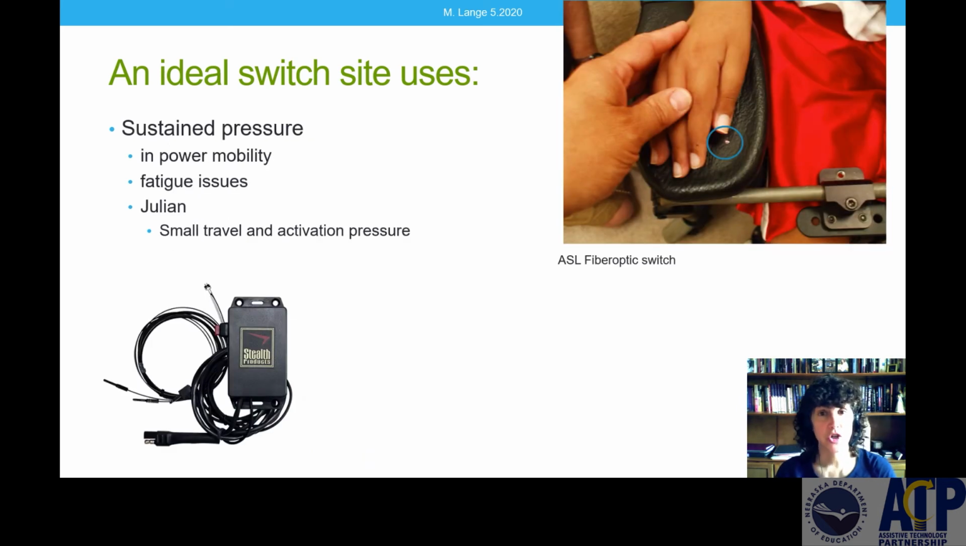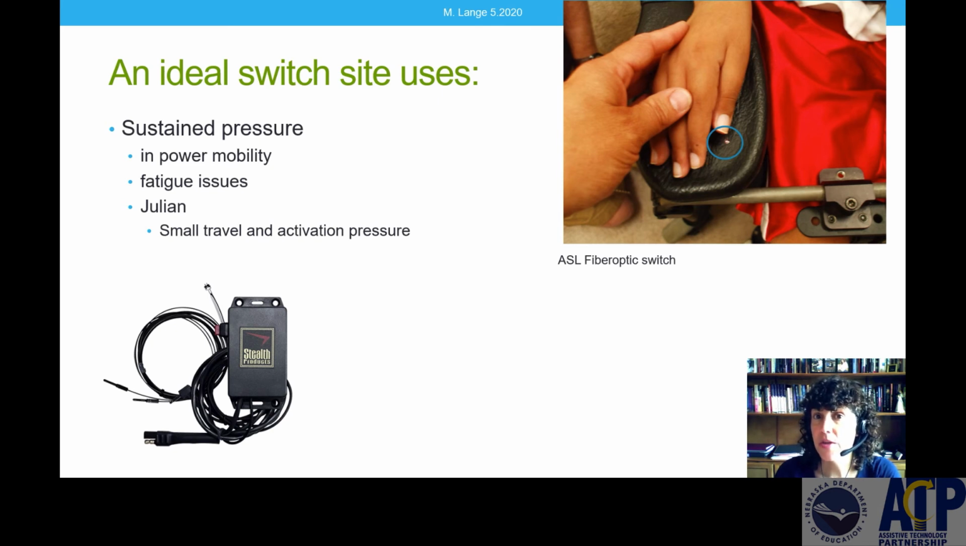If this person is using a power wheelchair or, again, say a switch toy, they're going to need sustained activation pressure, and this can be easy for some clients, difficult for others. For people who might fatigue easily or have muscle weakness, this can be challenging. In Julian's case, and you can see his hand pictured here, he has muscle weakness due to spinal muscular atrophy type 1, SMA. So he has very small activation travel and force.